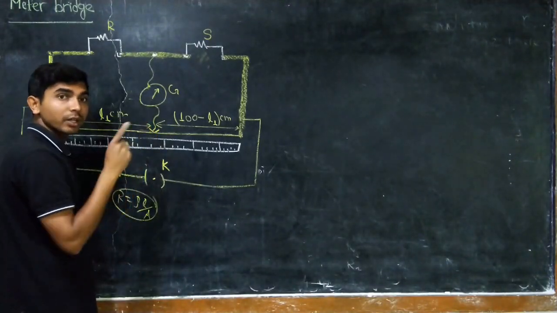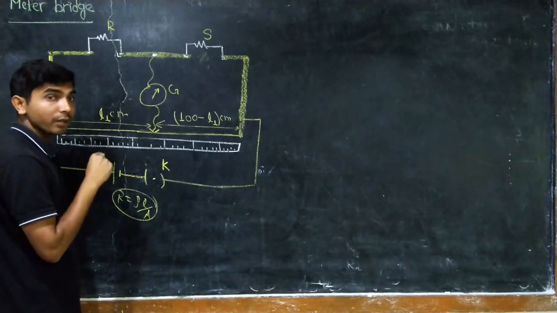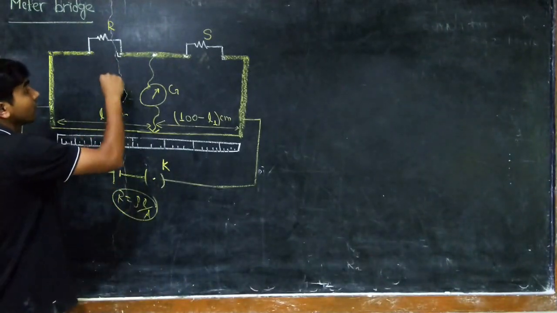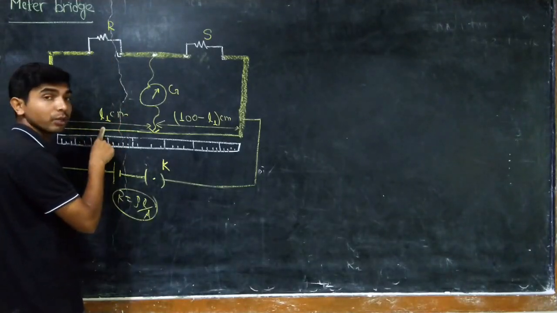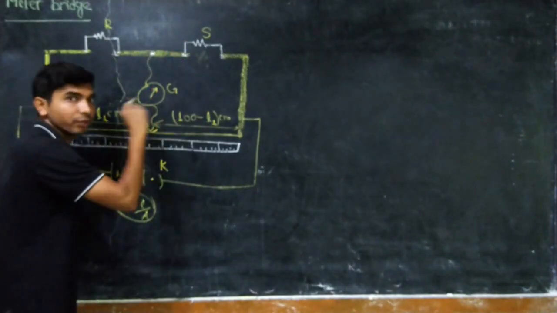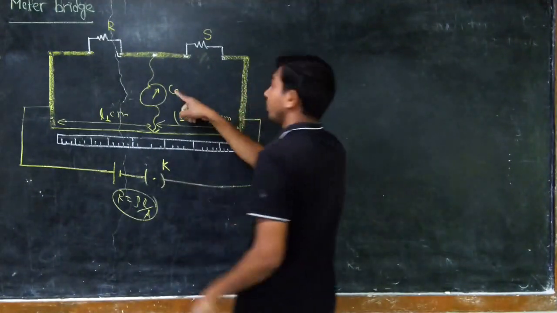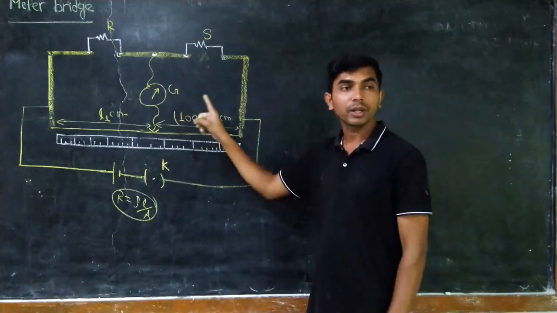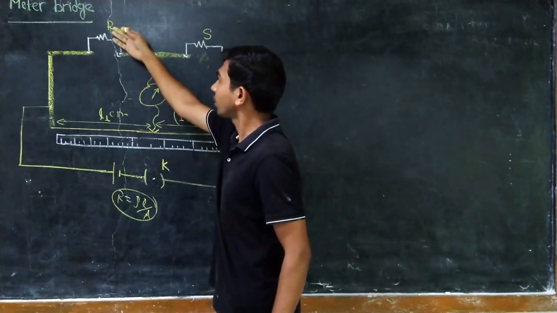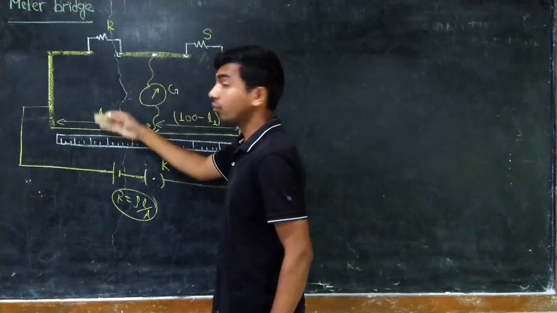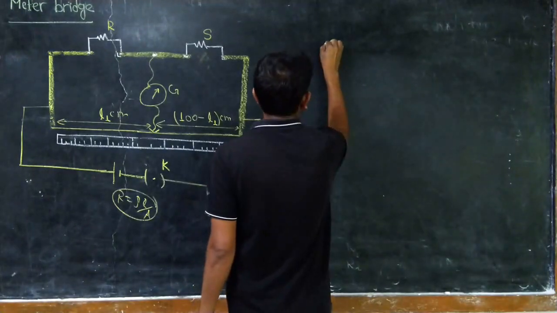If there is no current, that means the condition of balance of the Wheatstone bridge is satisfied. So if the Wheatstone bridge is balanced, we can write that the ratio of the resistance of this one and this one is equal to the ratio of the resistance of this one and this one. Okay, so we can write here.